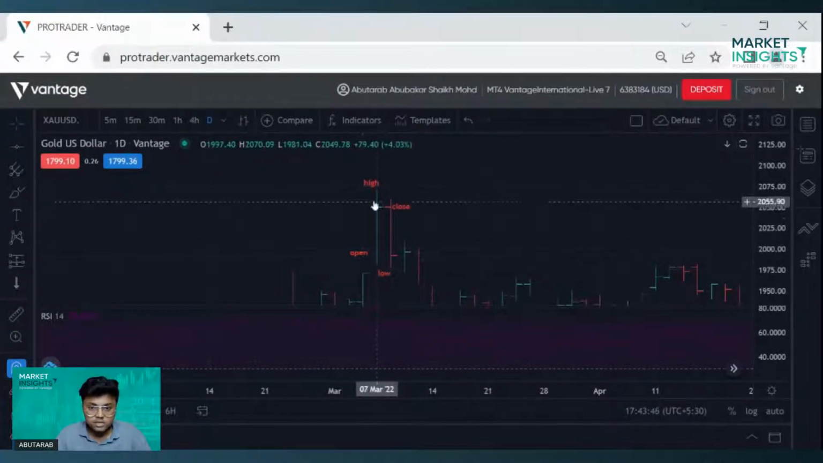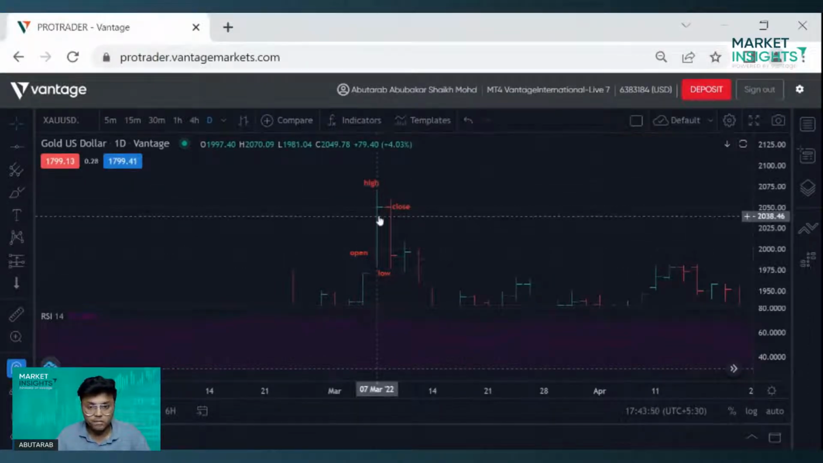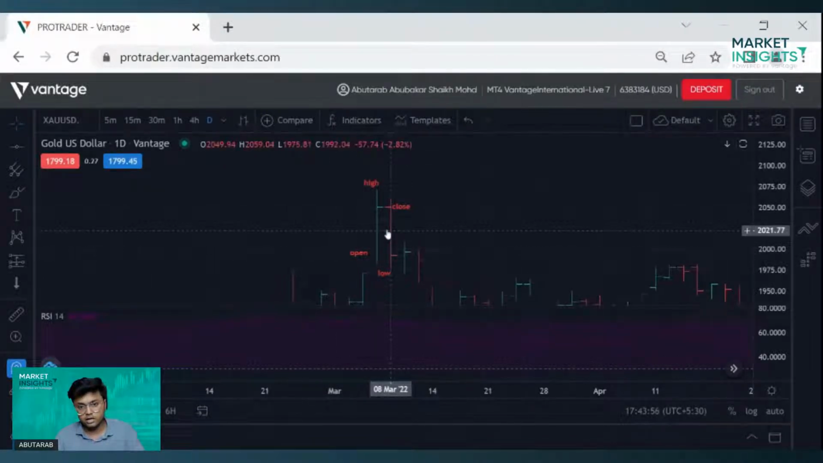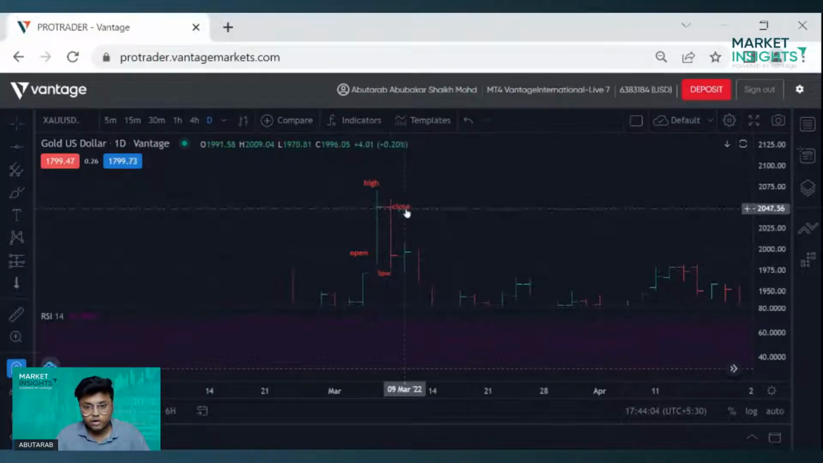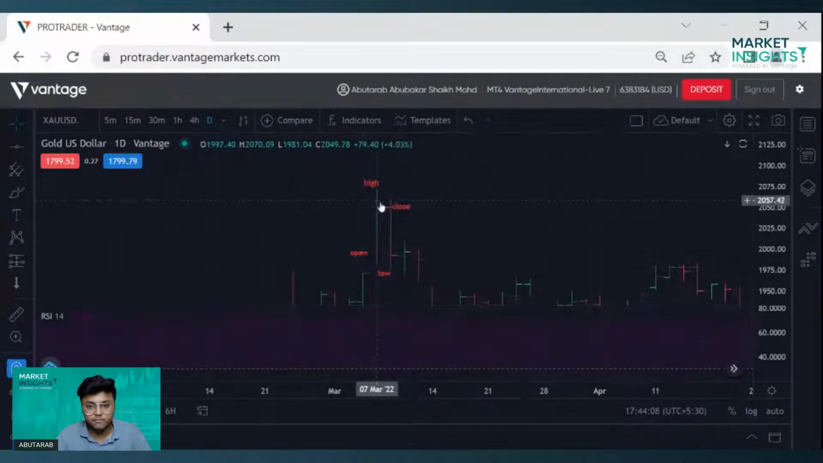Now notice that this is a green bar, not a red bar. That is why I have drawn open down here. On the left side it is open, and on the right side it is close. So it opens from this point, goes low, high, and then it closes at this point. So it closed above the open price. That is why this is a green bar.